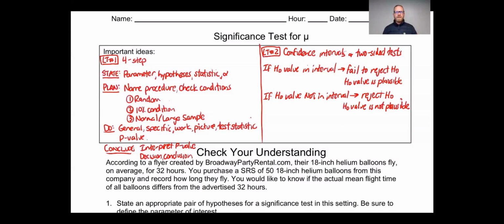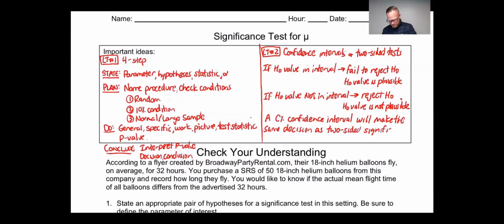Now, what we discovered, here's the connection between a confidence interval and a significance test. If you have a C% confidence interval, that could be 90, could be 95, could be 99, we found out that it will make the same decision, either to reject the null or fail to reject the null, as if you did a 2-sided significance test. And the connection here is the alpha level for your significance test. The alpha level would be 1 minus the C% confidence level.